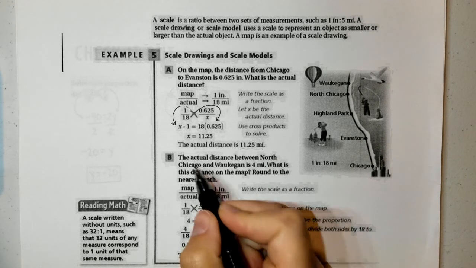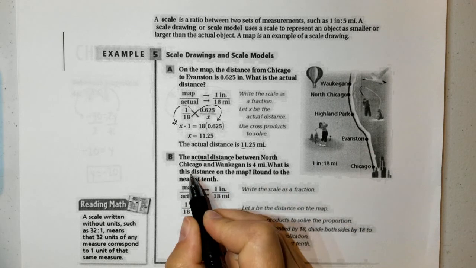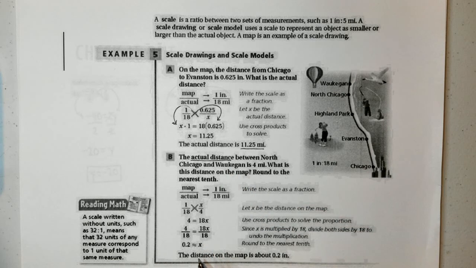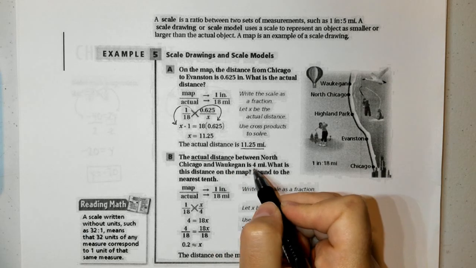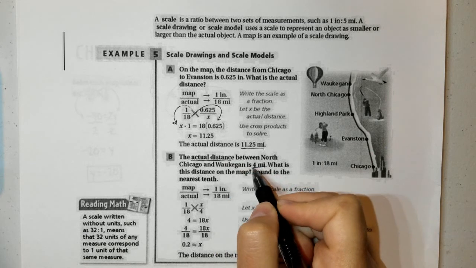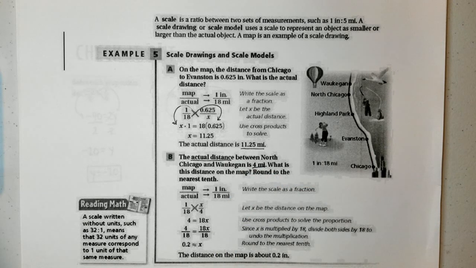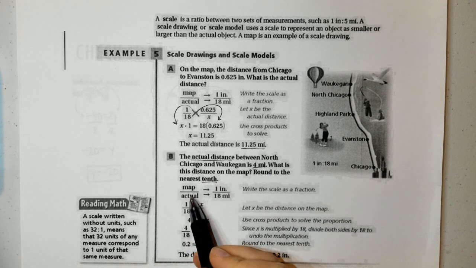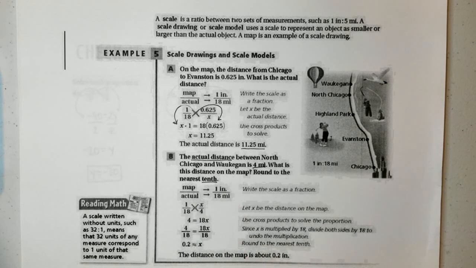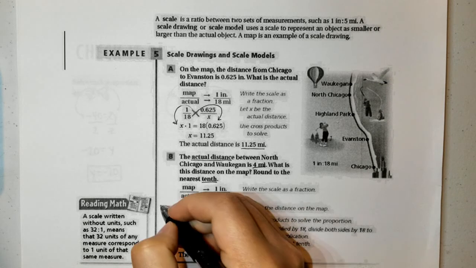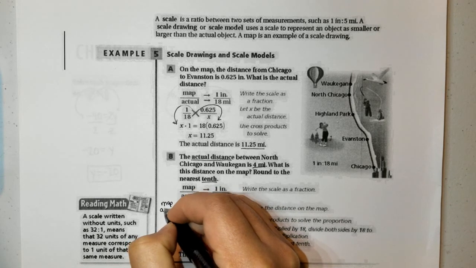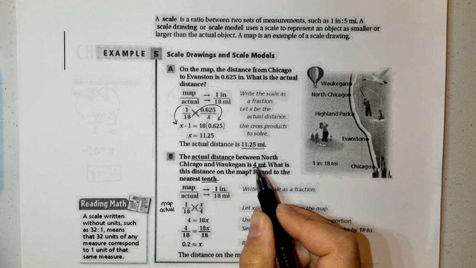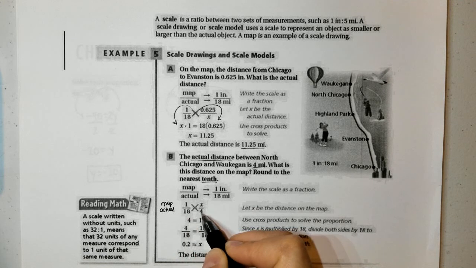Part B says the actual distance between North Chicago and Waukegan, I'm not sure if that's how you say that, I'm not very familiar with this area, is 4 miles. Okay, so the actual distance between those two cities is 4 miles. What is the distance on the map? Round to the nearest tenth. So again, our scale is the same. The map represents 1 inch, actual distance is 18. So 1 over 18. So we have the map and the actual. On the map, we don't know the distance, but we know the actual distance this time is 4. So actual goes in the bottom.